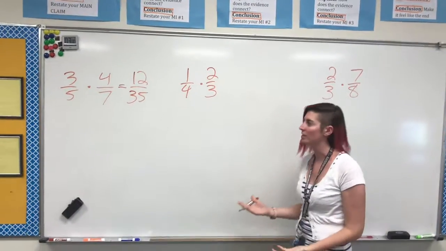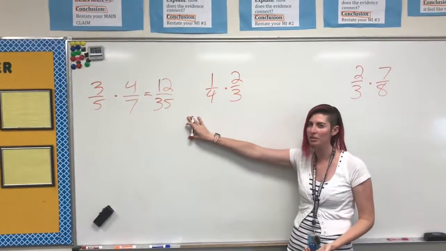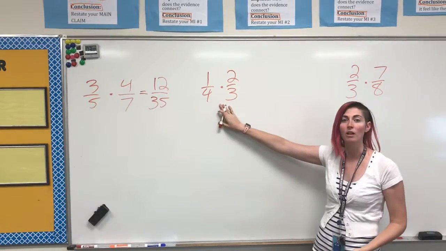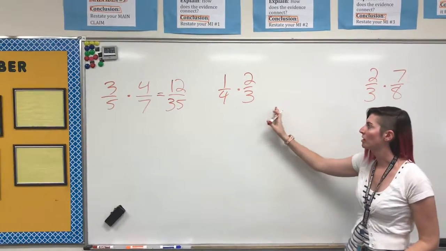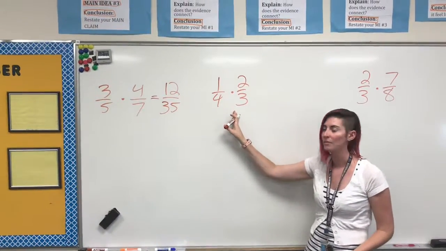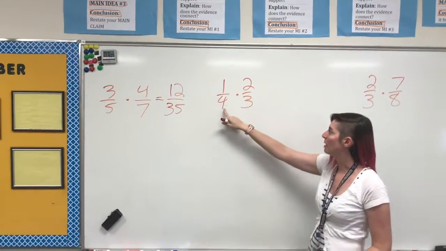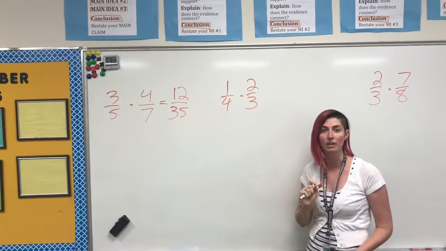That makes it easier because it's hard for us to simplify really large numbers. So if we can simplify the numbers when they're small, then it comes out much cleaner. So we're going to look at an example where we simplify before. So we always go top times top, bottom times bottom, but first we want to see if we can simplify.